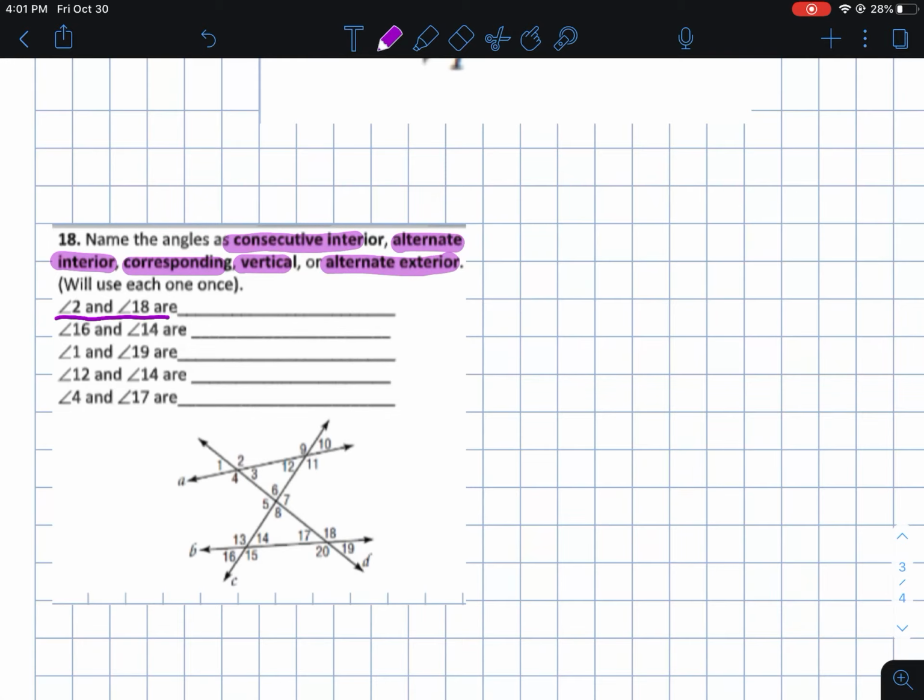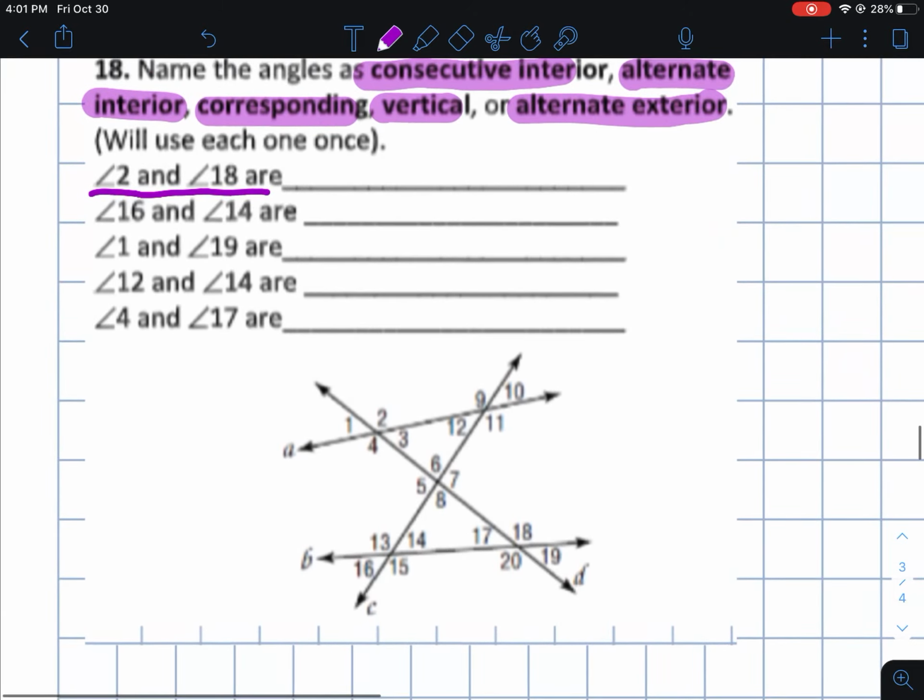Angle 2 and angle 18. So let's take a look. I'm going to zoom in. So here's angle 2, and here's angle 18. I don't know if you can tell, but they're facing the same direction. I know these lines are not parallel. This is just like those first notes I gave you, the Cornell notes. Those lines weren't parallel either.